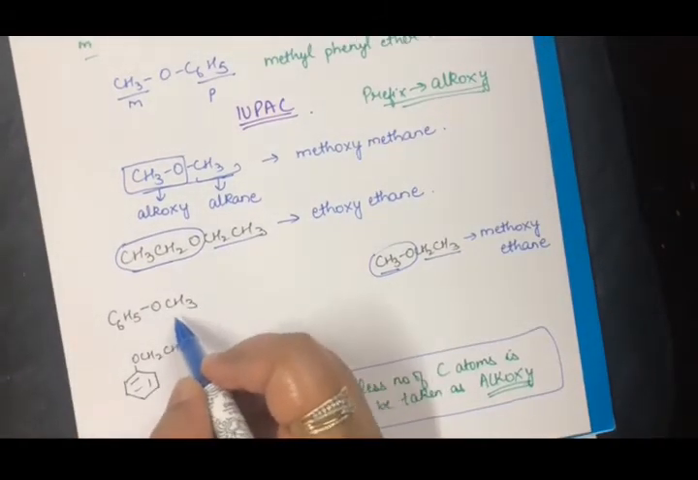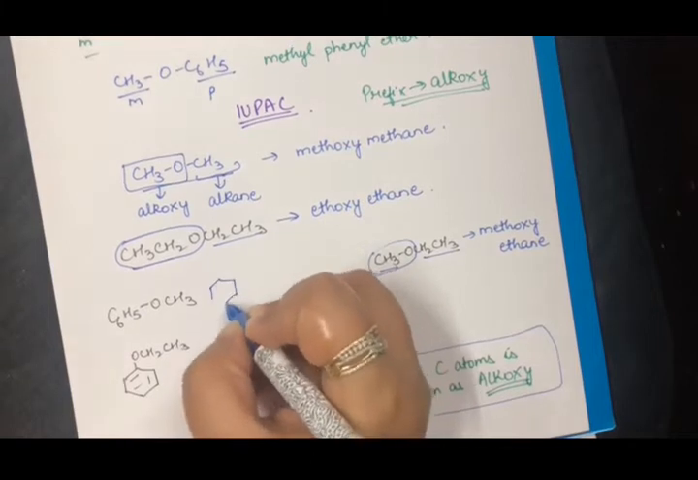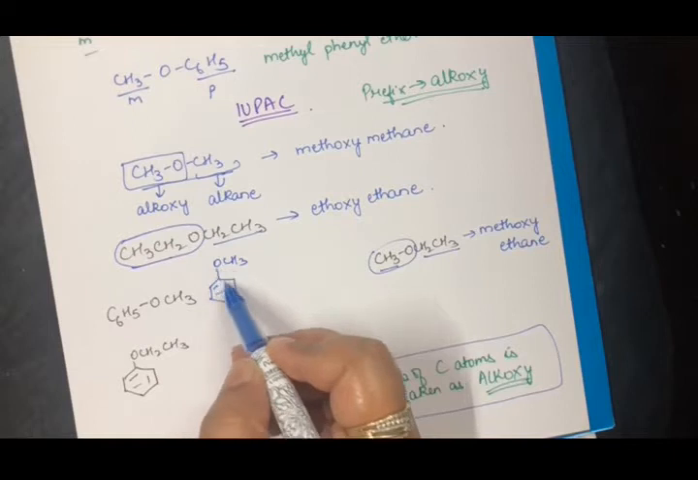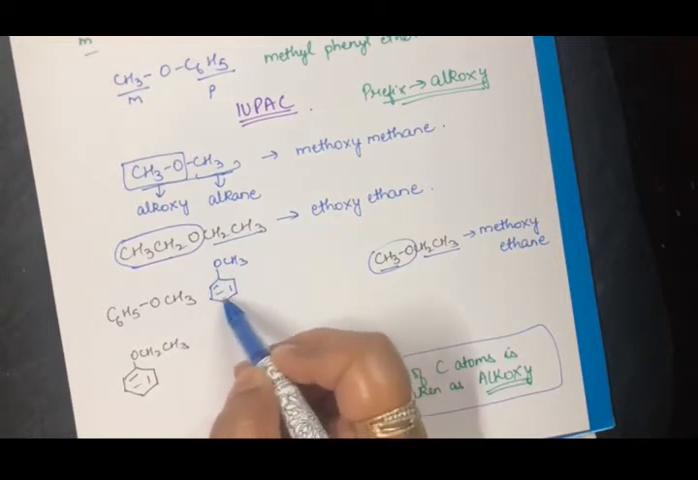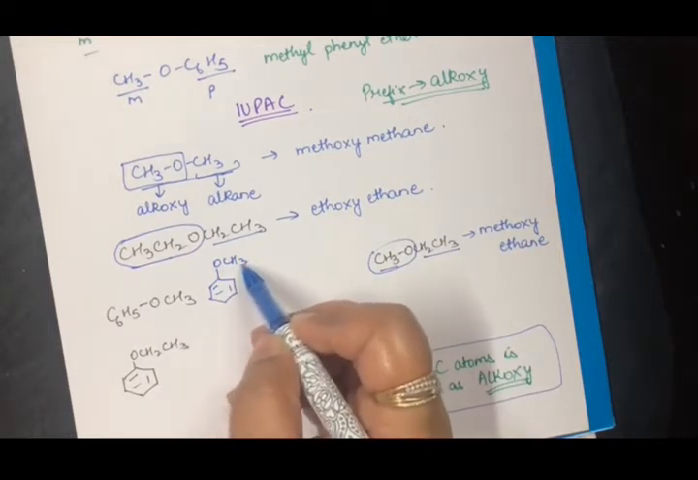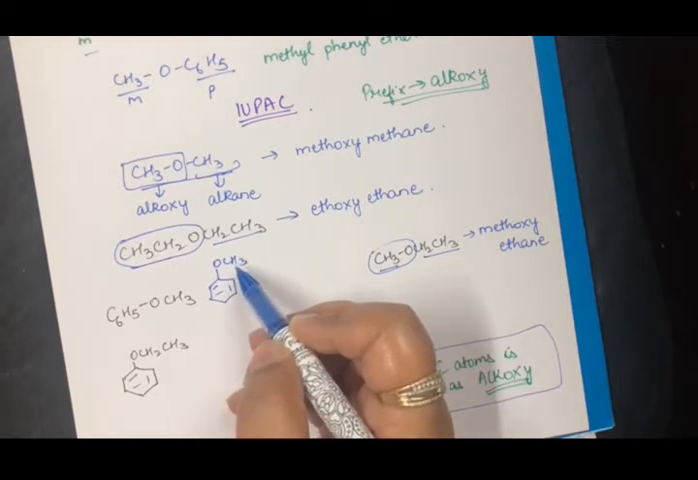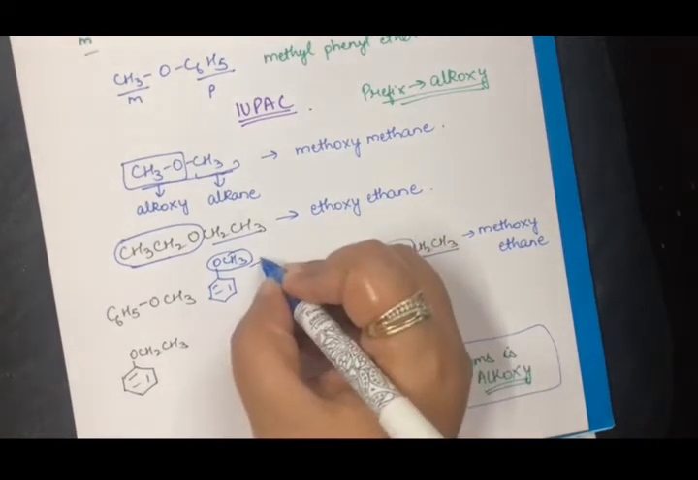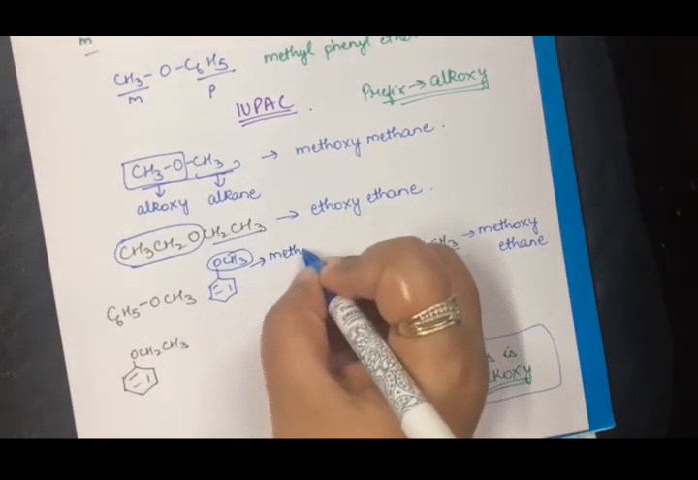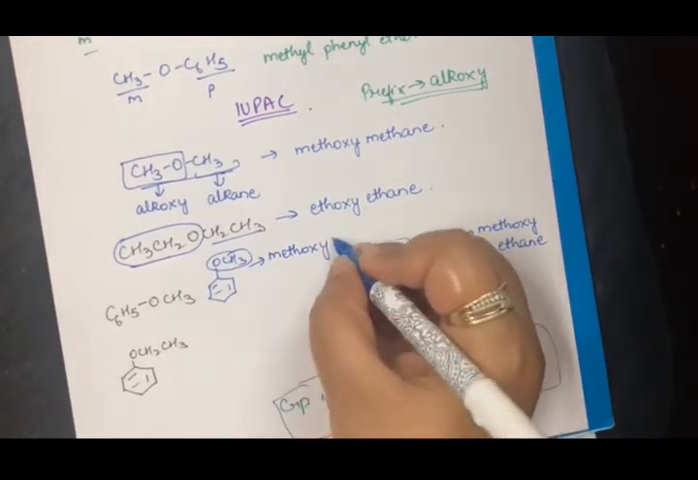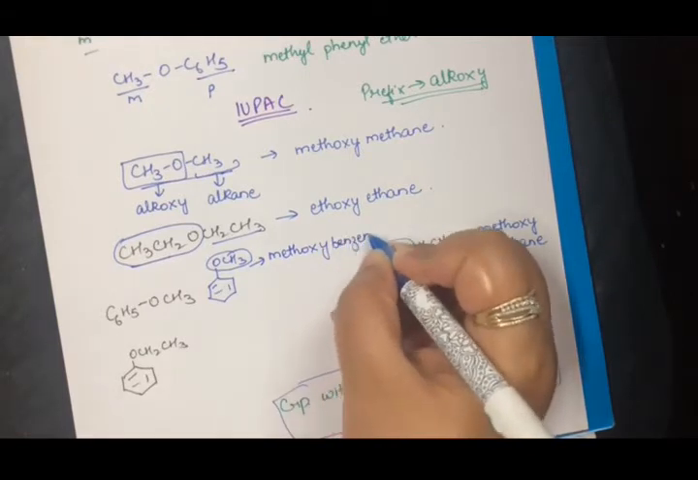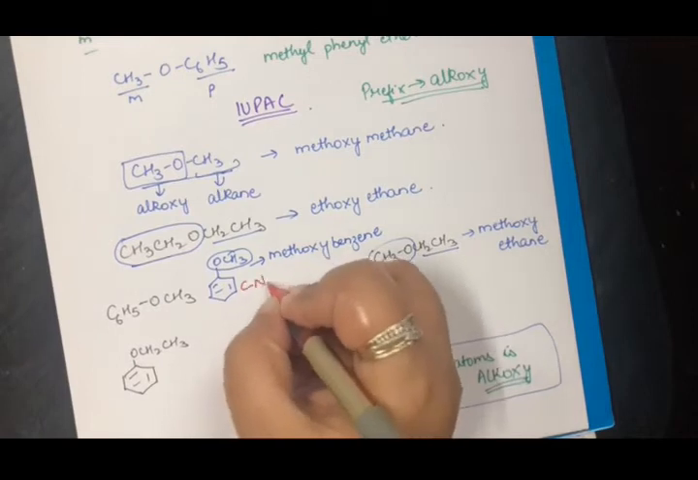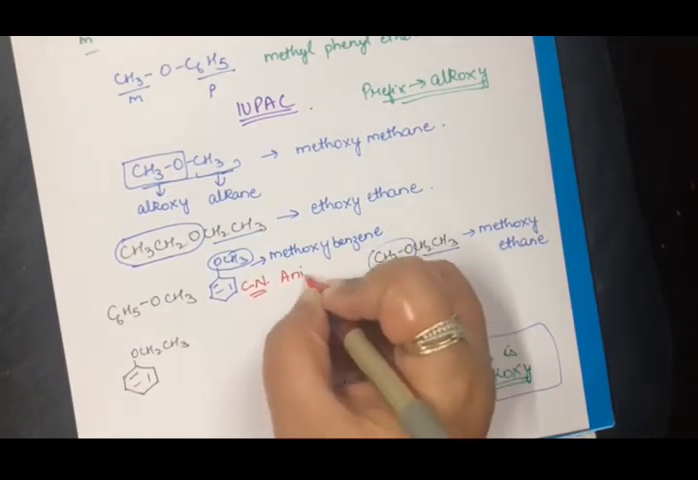This is C6H5OCH3, or I can draw it like this. Now again, one side of oxygen you have 6 carbon ring, and one side of oxygen you have just 1 carbon chain. So which is going to be your alkoxy group? This is going to be your alkoxy group. This is called as methoxy, and which is your parent chain here? It is a benzene. So it becomes methoxy benzene. Also remember that the common name for this is anisole.